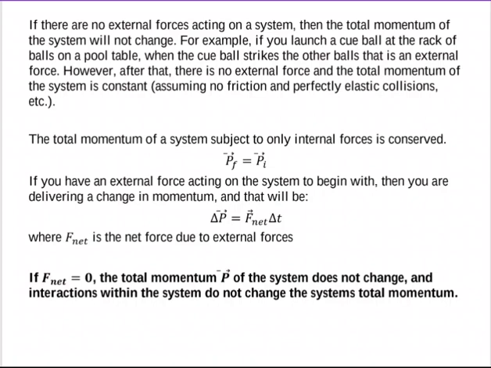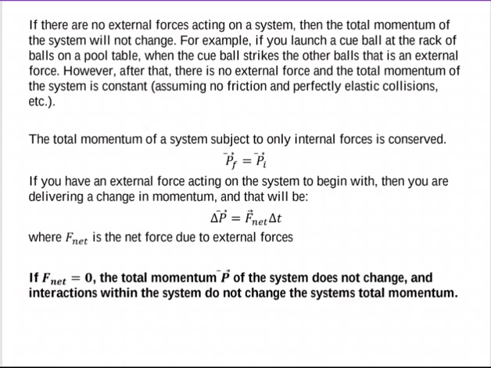So for example, if we launch a cue ball at the rack of balls on a pool table, when the cue ball strikes the other balls, that is an external force. But after that, there's no external force, and the total momentum of the system is going to be considered constant. So assuming no friction and perfectly elastic collisions and so on. So the total momentum of a system is subject to only internal forces, and everything is conserved. So momentum final is equal to momentum initial. And that's total momentum when we use the capital P.